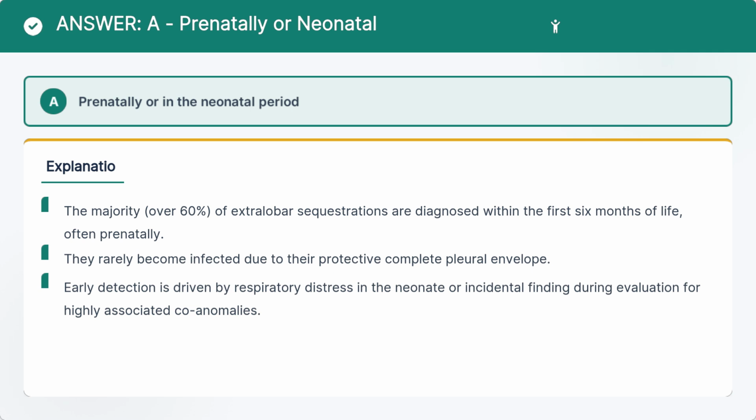The majority of extralobar sequestrations, over 60%, are diagnosed within the first 6 months of life, and many are detected before birth on routine prenatal ultrasound. Extralobar sequestrations are rarely infected because their complete pleural envelope prevents bacterial seeding from adjacent airways. They come to attention either through prenatal imaging or because of respiratory distress in the neonate from mass effect. They are also strongly associated with other congenital anomalies, particularly congenital diaphragmatic hernia, and the workup for these co-anomalies often leads to the discovery of the sequestration.